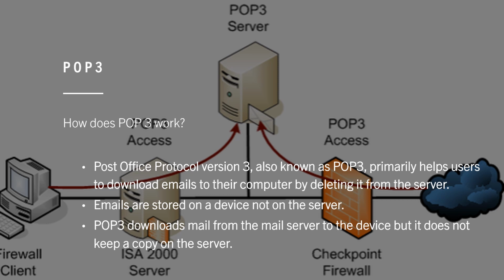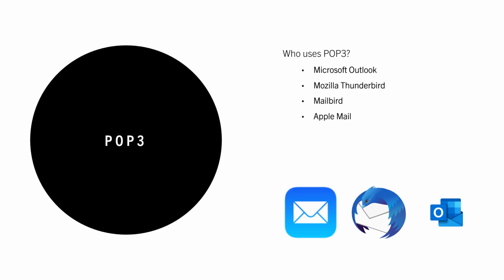POP3 downloads mail from the mail server to the device, but it does not keep a copy on the server. So just as the photo behind this explanation shows, you have the POP3 server and you have your client, which is your computer. Pretty much you will get the email, but the server does not keep a copy. So if you delete the email from your computer, it will be deleted for good. There's no backup. Who uses POP3?